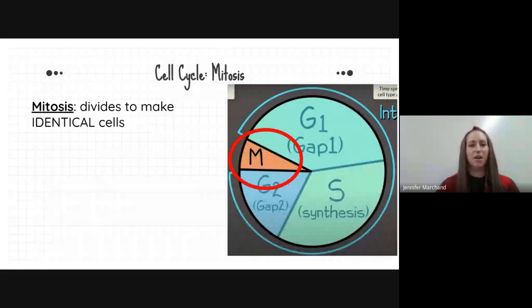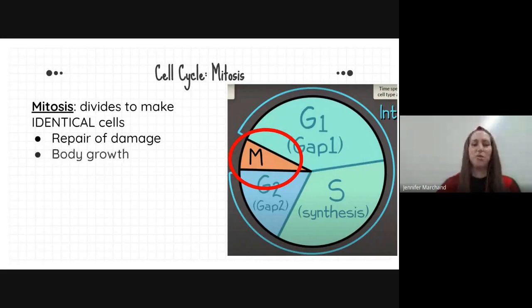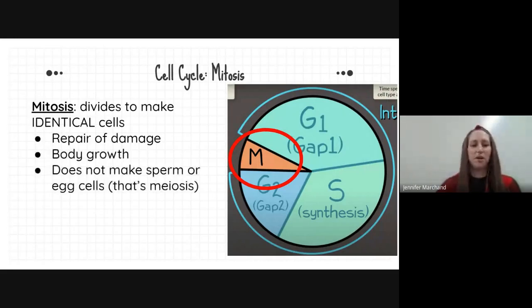So in the cell cycle, the big thing we wanted to focus on today was mitosis. When mitosis happens, it's dividing cells and making an identical copy of that cell, kind of like a twin of that cell, right? It also repairs any damage that's caused, creates body growth, and does not make sperm or egg cells. That happens in meiosis, which we will learn next week.